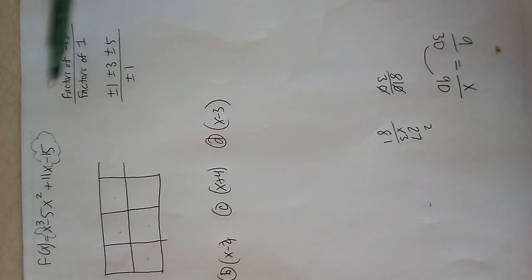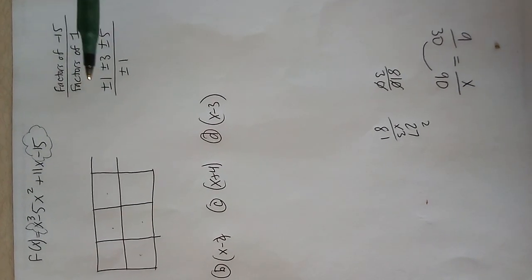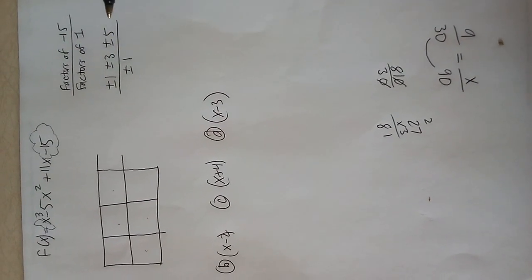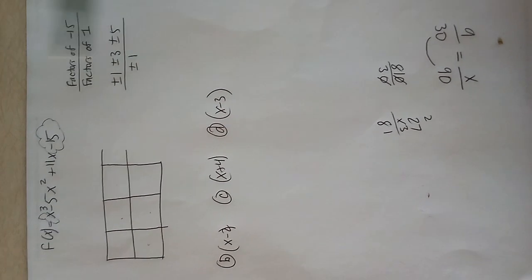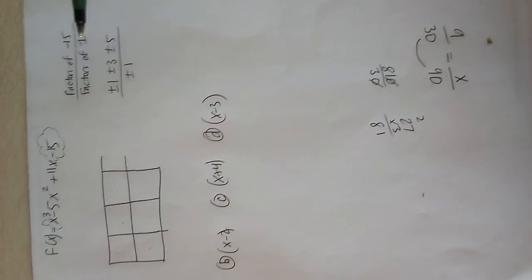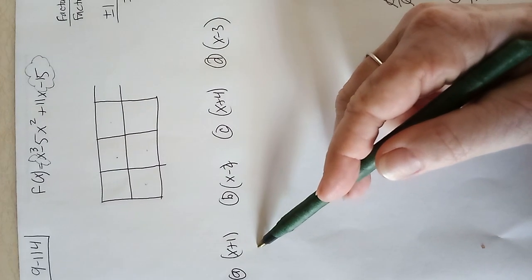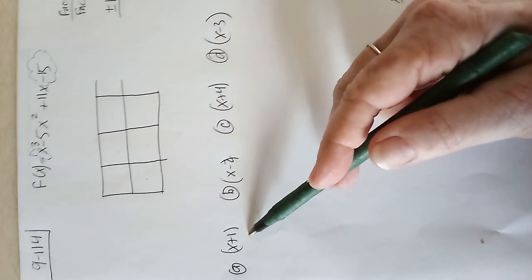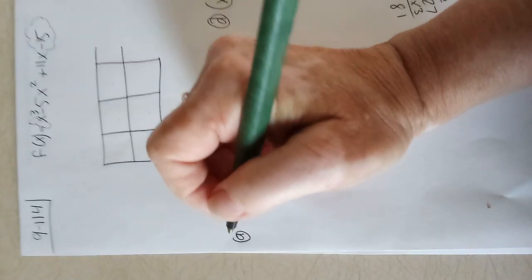So the factors of 15 are plus or minus 1, plus or minus 3, plus or minus 5, and then the factors of the coefficient of the x cubed is just 1. So I can just look at the answer choices that they gave me, and I've got a 1, so I like that one.